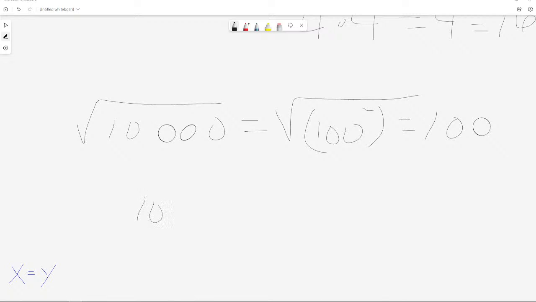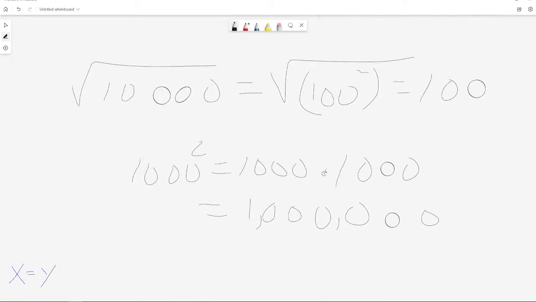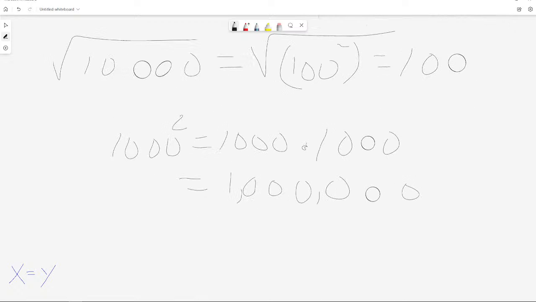So for instance, 1,000 squared is equal to 1,000 times 1,000. How many zeros is that? 6. So the square root of a million would be 1,000. So you have half the amount of zeros, 6. Anyway, let's move on.